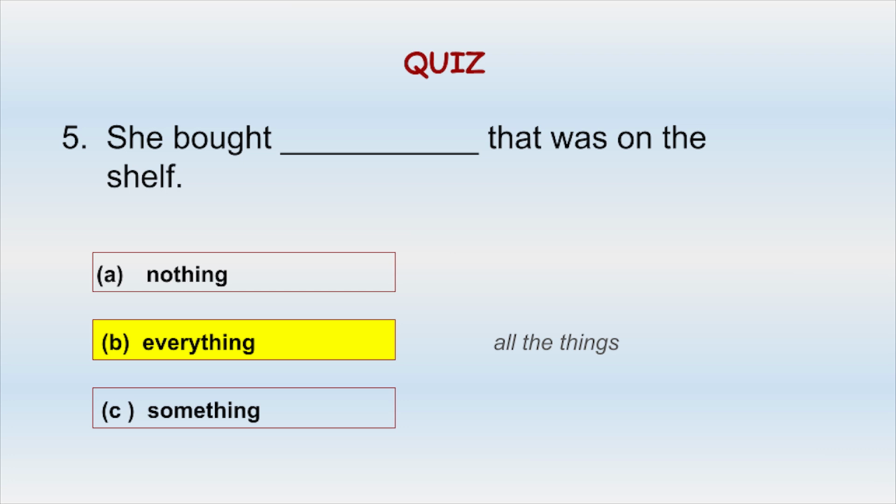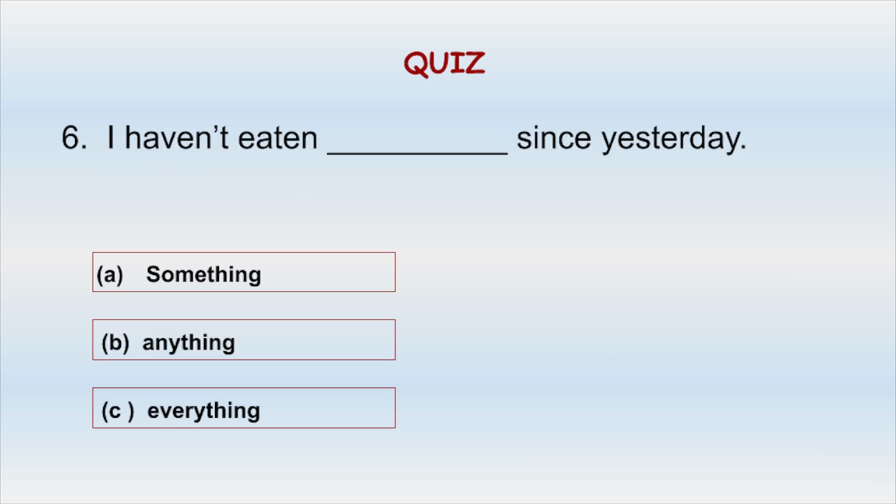And our last question, I haven't eaten blank since yesterday. Is this something, anything, or everything? The answer is anything. We don't know what are the things she could have eaten. It's a wide variety of things. So it means that from a wide variety of things, she has not eaten a thing, not one thing, since yesterday.